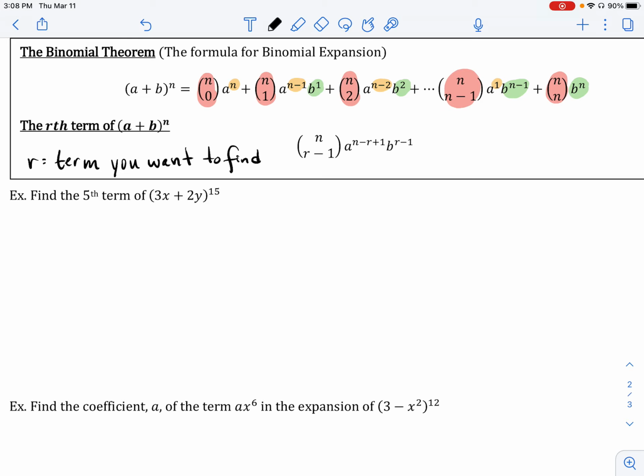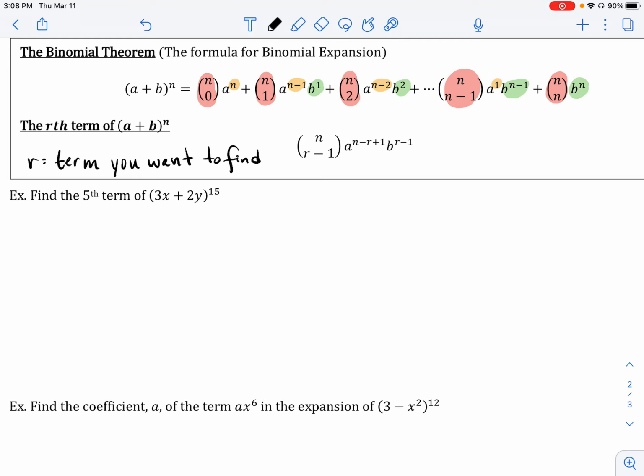If, for example, I wanted to find the fifth term of (3x + 2y)^15. Now, note, that is a major expansion. That's a huge expansion. All of our coefficients and number of terms are going to be pretty large there. So I would have never asked you to fully expand that, or would I? No, I wouldn't. That would be brutal.